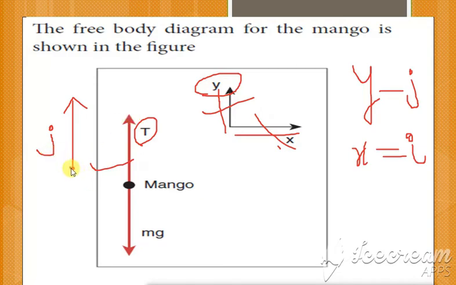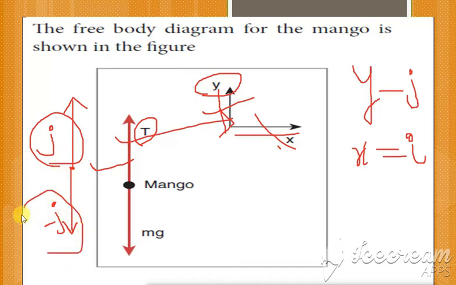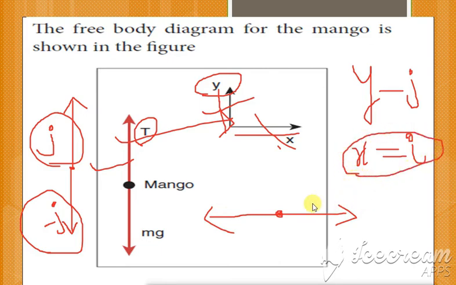Then we also have the downward direction. The downward direction is written as minus j. Okay, so along the upward direction of the y-axis it is written as j, and the downward direction we write as minus j. The same way, if you are considering x, we write the letter i. So along the positive direction we write it as i, and along the negative direction we write it as minus i.